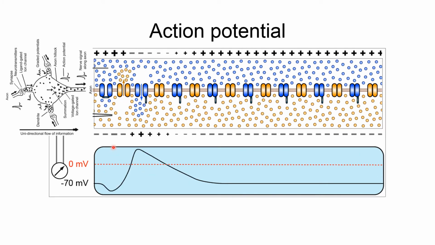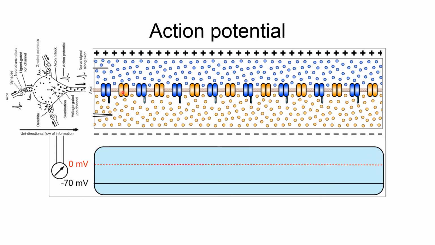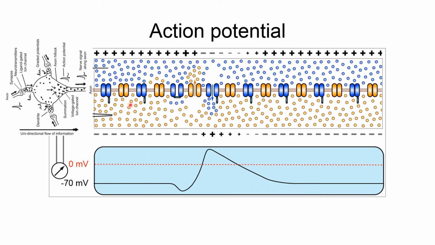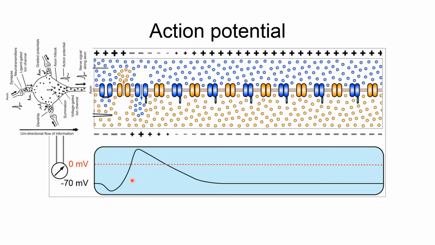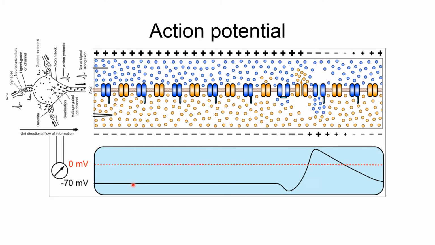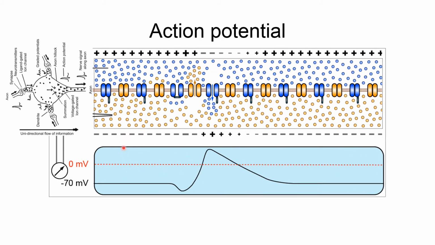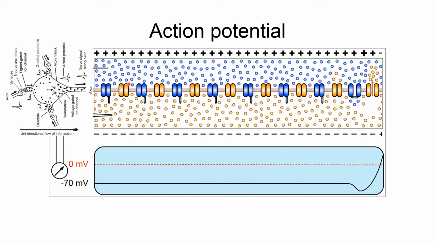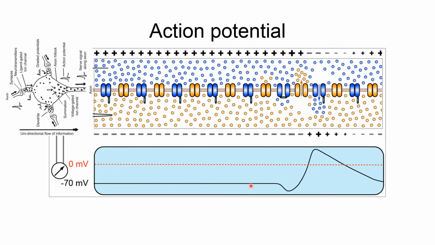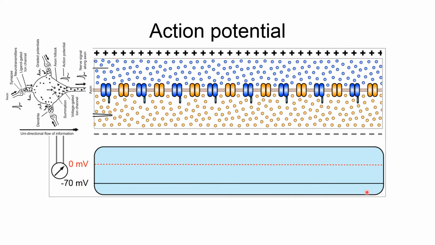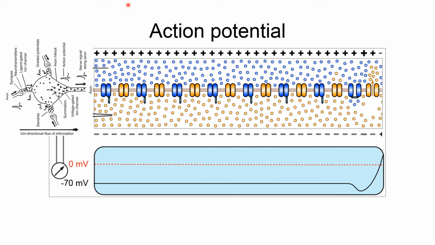And then there is repolarization. Repolarization is due to opening of these potassium channels. You can see here, when the potassium channels open, the membrane goes back to minus 70 millivolts. Then the membrane is also going toward hyperpolarization. Here we can see, that is due to slow potassium channels.